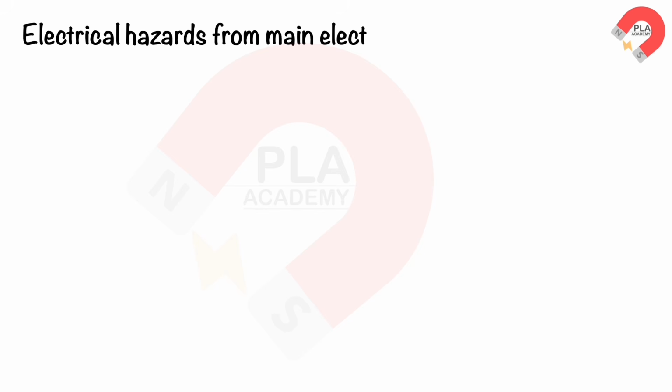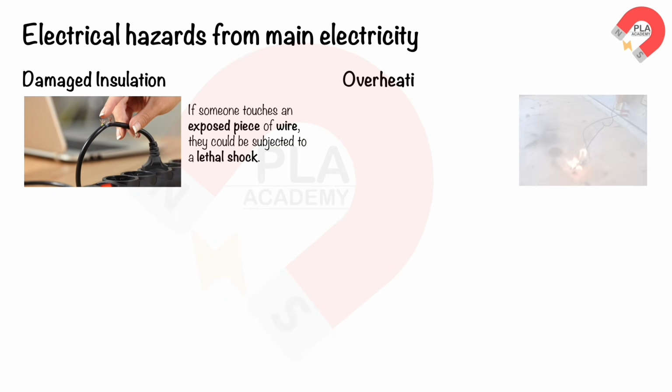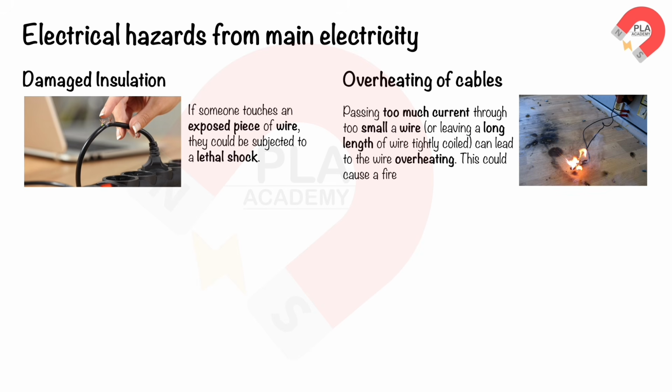Electrical hazards from mains electricity. Mains electricity is potentially lethal because it can carry high voltages and currents. Even voltages as low as 50 volts can pose a serious hazard to individuals, especially if the current is high enough. Common hazards include damaged insulation. If someone touches an exposed piece of wire, they could be subjected to a lethal shock. Overheating of cables. Passing too much current through too small a wire, or leaving a long length of wire tightly coiled, can lead to the wire overheating. This could cause a fire or melt the insulation, exposing live wires.